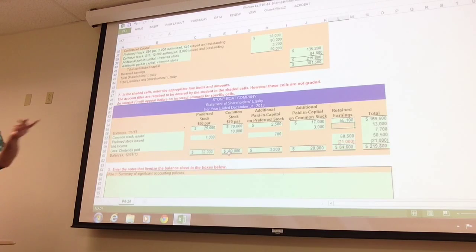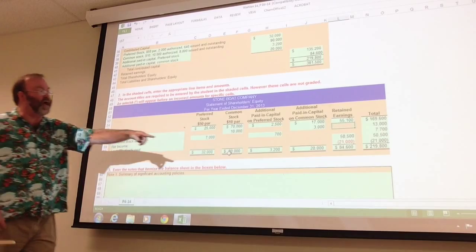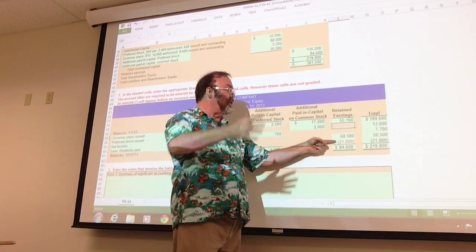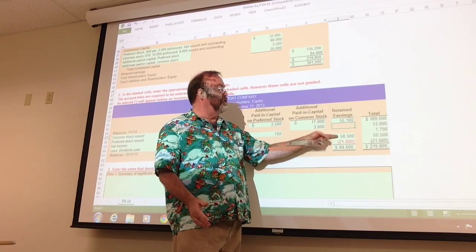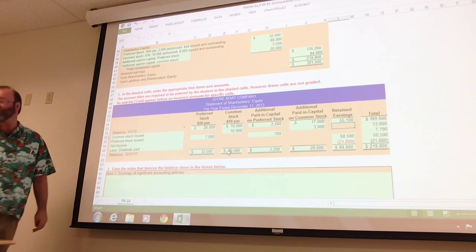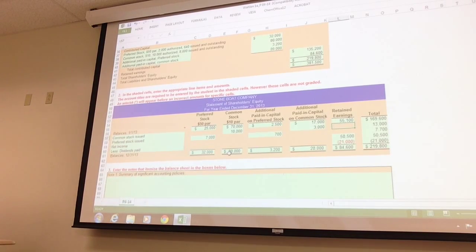Okay. So what you have to do is you need to take the ending balance of 84,600. You need to add back the dividends of 21,000 and then subtract the net income of 50,500, and that will give you the 55,100 of beginning retained earnings. So you just had to back into all that. Questions on this one? No? Perfect sense.